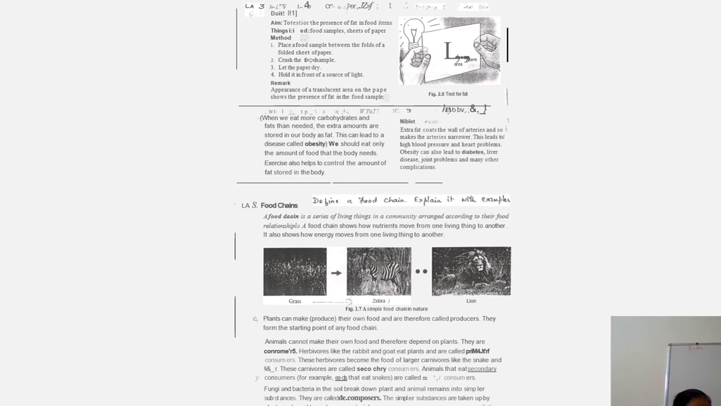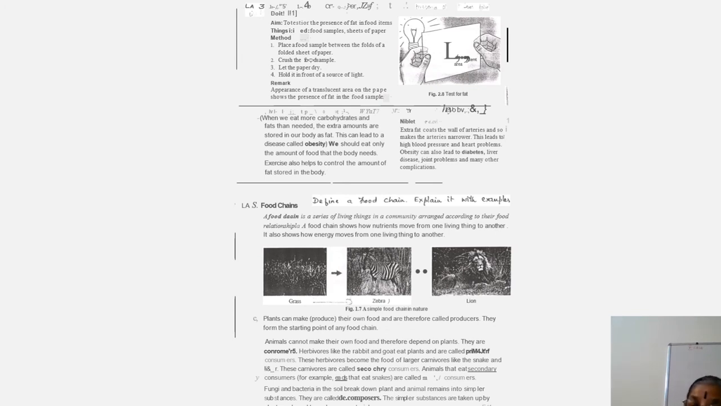So obesity is the excess fat which is added that causes obesity, right? Extra fat coats the walls of the arteries and makes the arteries narrow. This leads to high blood pressure and heart problems. Obesity can also lead to diabetes, liver disease, joint problems and many other complications. So in a two-mark question, don't say out of the question. Sorry? I hope you understand.